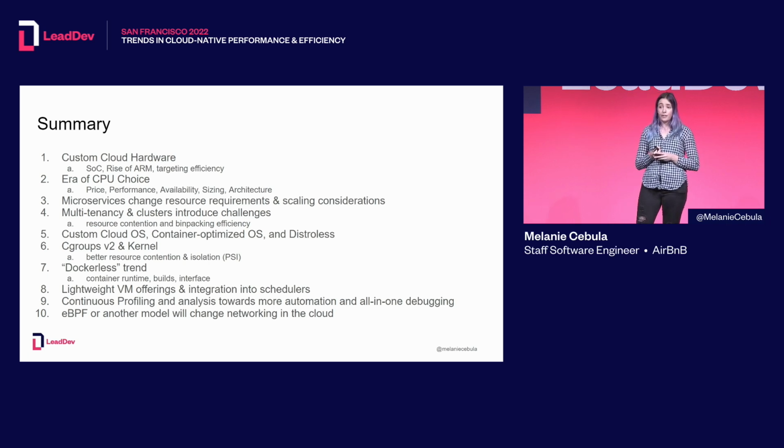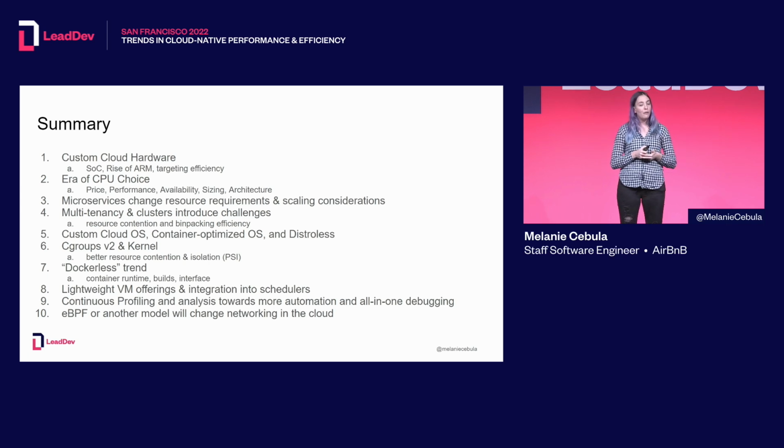We talked about microservices and how they change resource requirements and scaling considerations. And multi-tenancy in general introduces challenges such as resource contention and binpacking efficiency. We talked about how the custom hardware has also reached the OS level. So we have custom cloud operating systems, we have container optimized operating systems, and we have distroless. We talked about cgroups v2 and other changes in the kernel that have resulted in better resource contention and isolation for our containers, which helps solve the noisy neighbors problem.